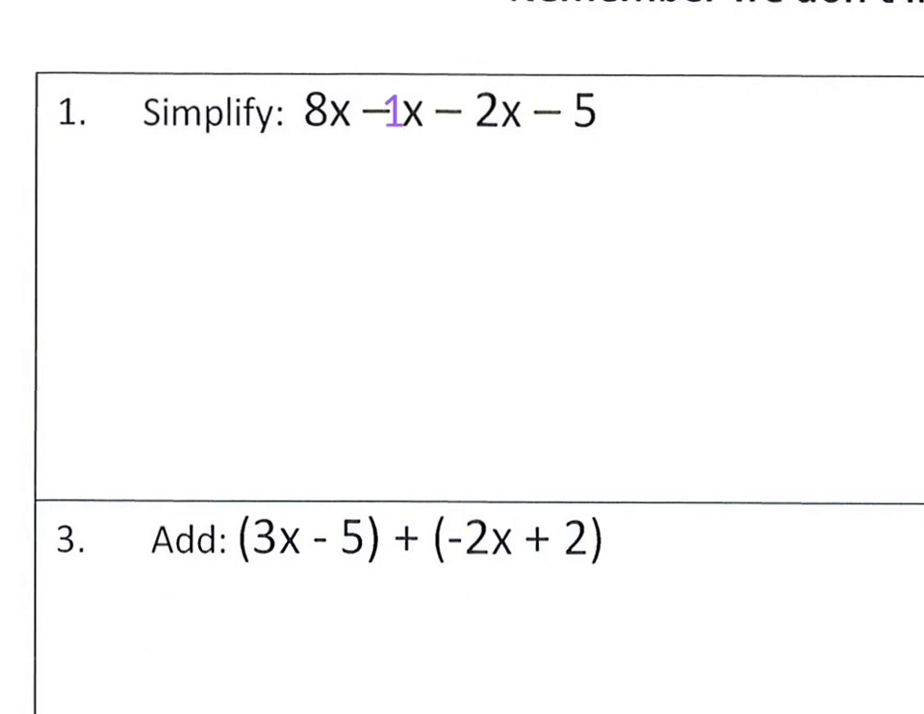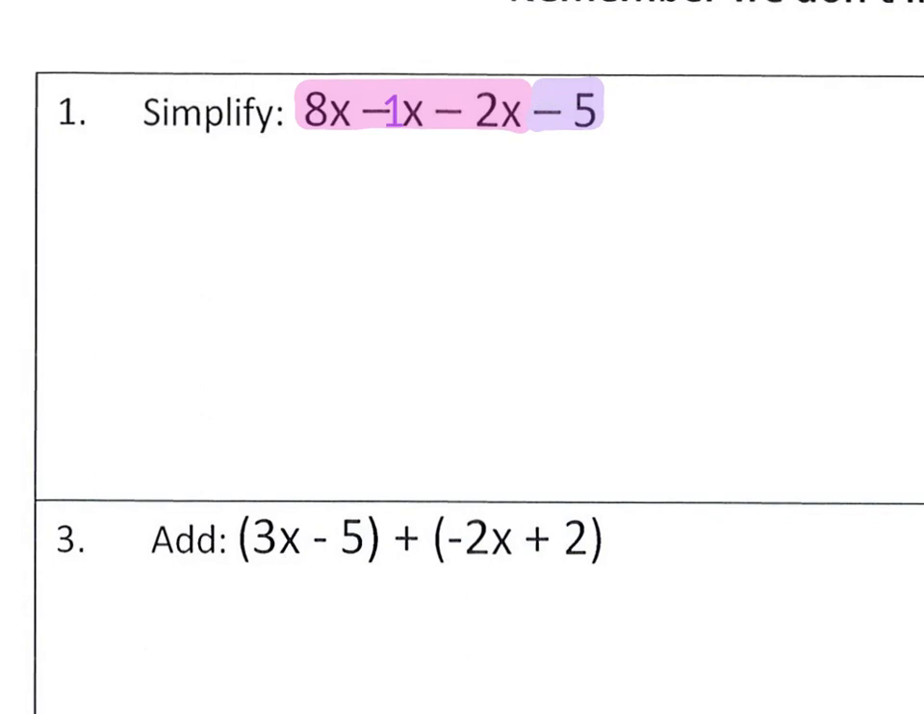So when I see the x, I can highlight all of the terms that have an x. So we have an 8x minus 1x and the negative 2x. These are all like terms. We can put them all together. And then I'm going to use a different color highlighter to highlight my other term, in this case the constant negative 5. And remember, we're always highlighting the sign in front so we know if it's positive or negative.